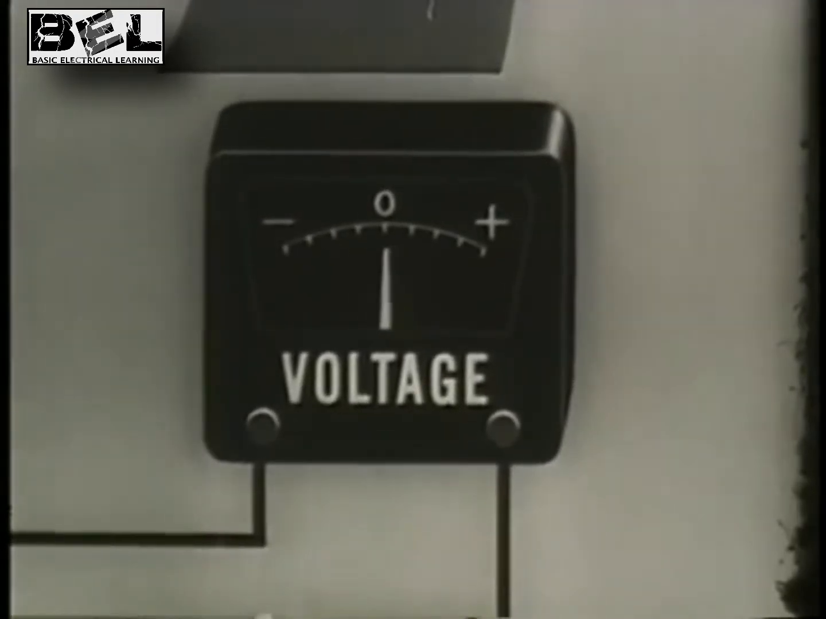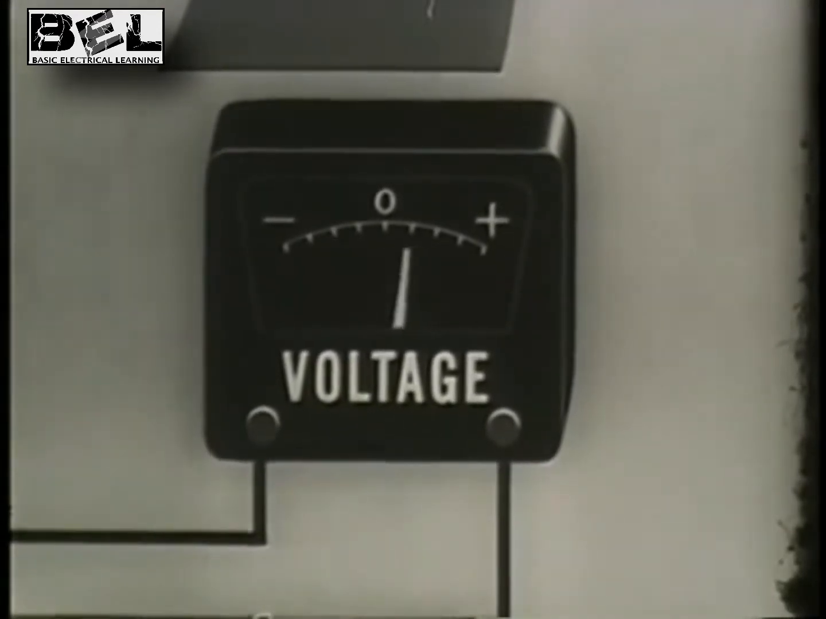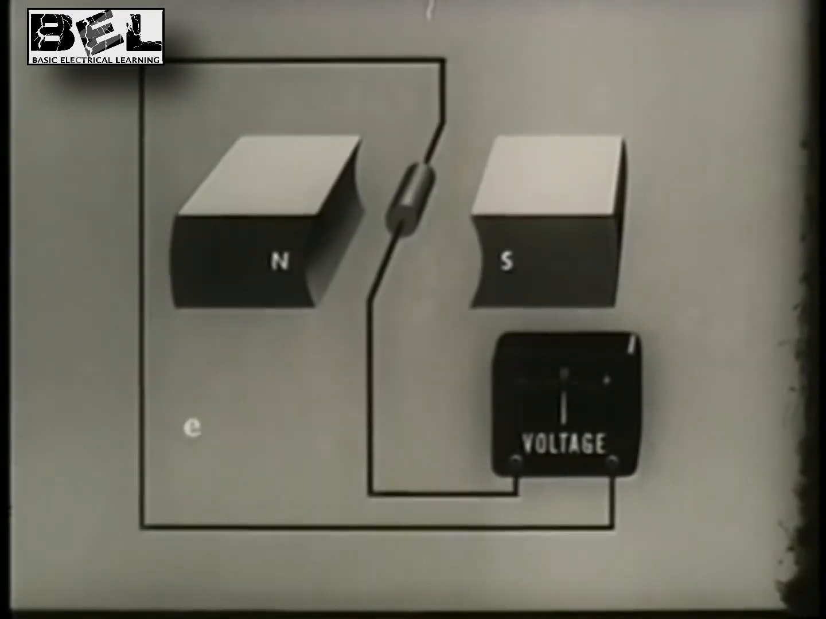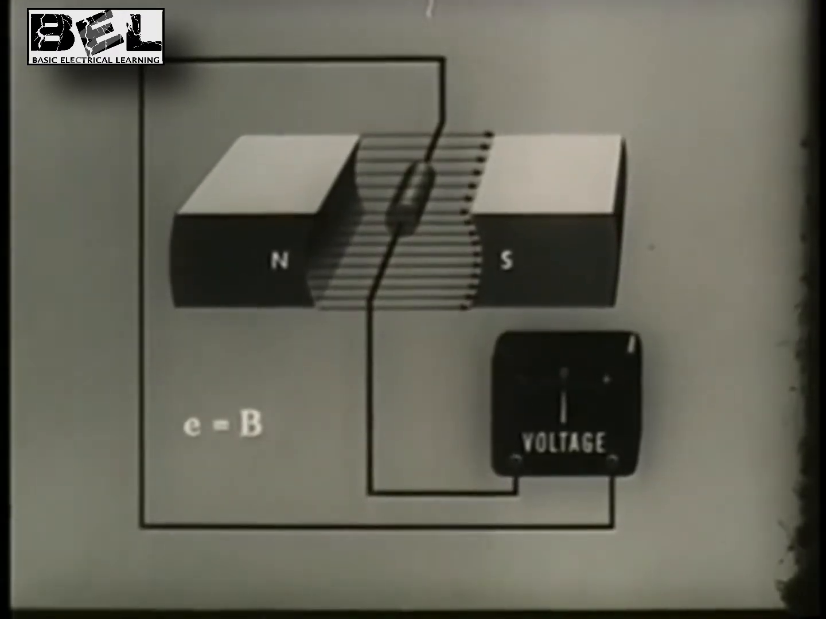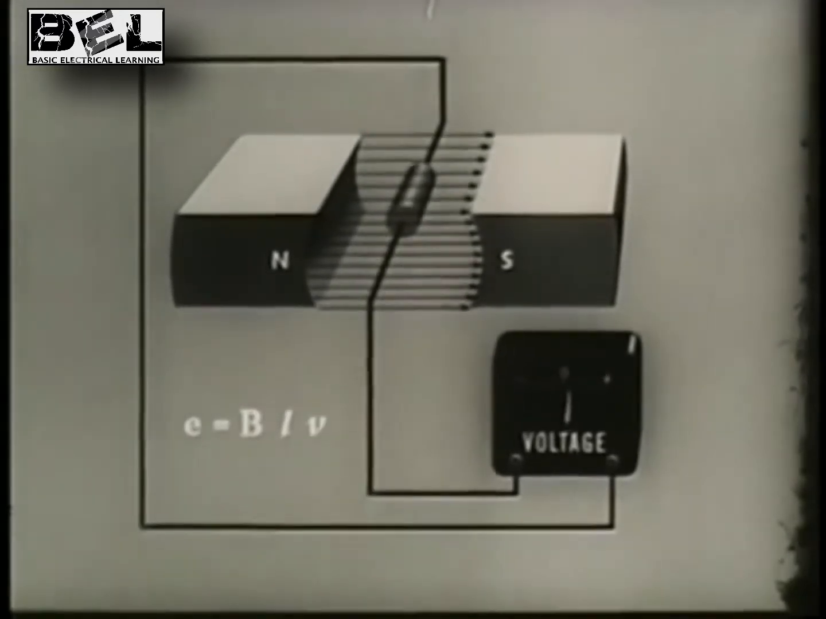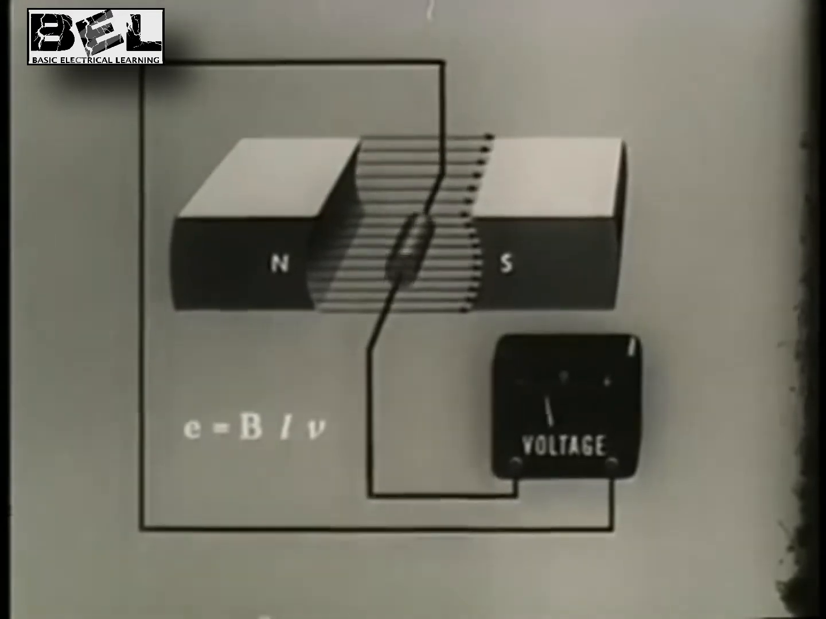The amount of EMF generated at any instant is determined by three factors: the strength of the magnetic field, that is, the number of lines of force, the length of the conductor cutting the lines of force, and the velocity with which the conductor is turning. We can determine the amount of instantaneous EMF by a simple formula. The instantaneous EMF E equals B, the strength of the field, times L, the length of the conductor cutting lines of force, times V, the velocity of the conductor.